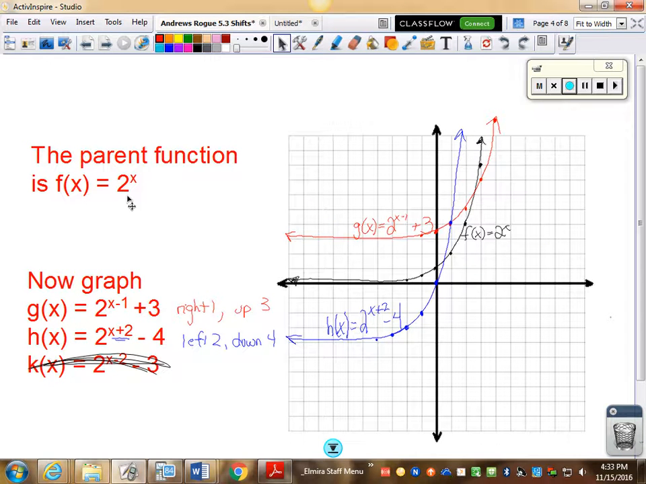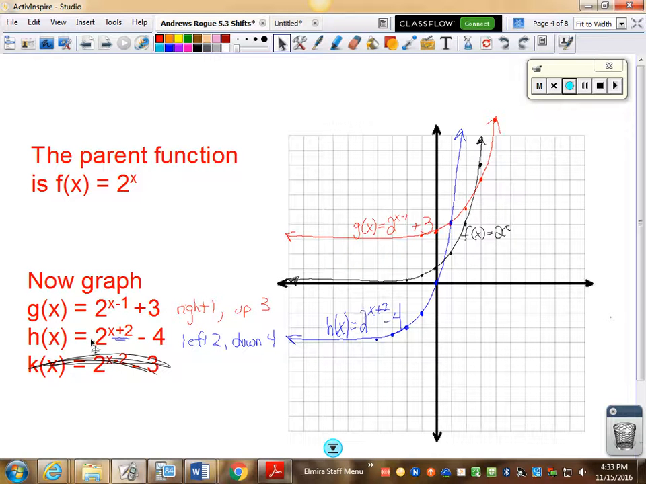Same parent function, 2 to the x, but now I have both things going on. I have both directions. I have a -1 that's just to the x, and that indicates move 1 to the right. And I have a +3, which indicates up 3. So from my parent function, the one in black, I took each point and went 1 to the right and up 3, and then made that new function.